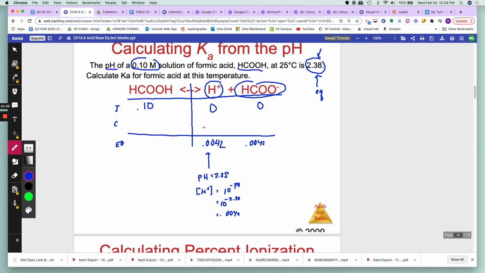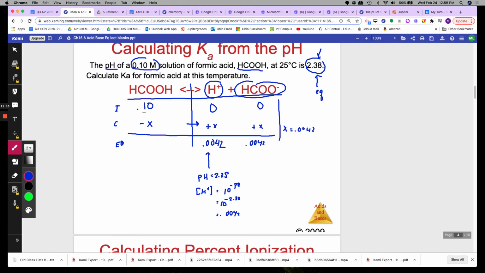Because this is going to the right, it'll be minus x plus x plus x. So you know that x is equal to 0.0042. 0.0042 is what dissociated, so 0.1 minus 0.0042, which is 0.0958, is what's left over of the intact formic acid.